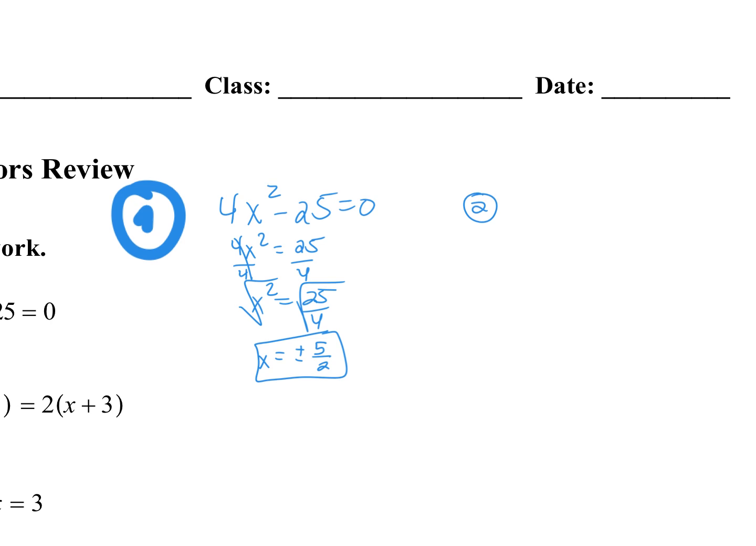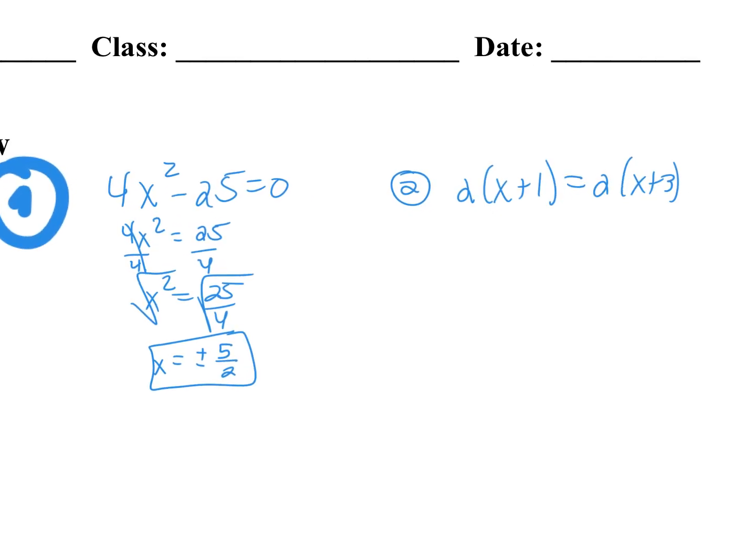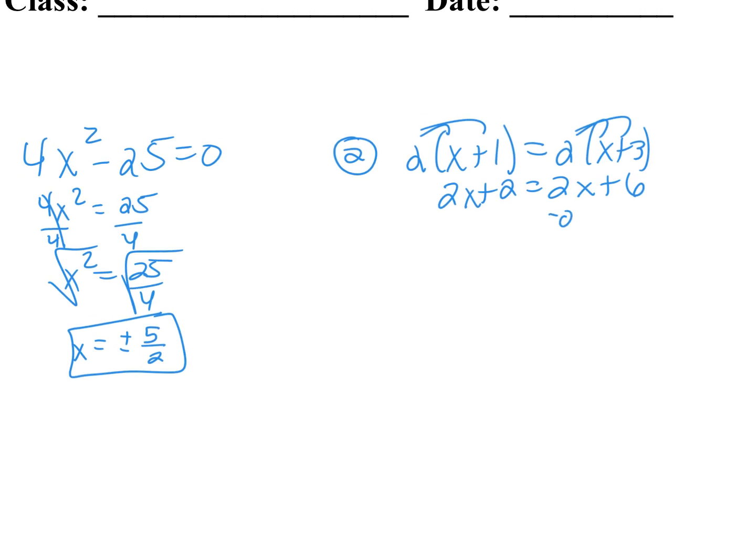So number 2, I have 2 times x plus 1 equals 2 times x plus 3. So this is just a linear equation. It's x to the first power, so I know I should have one answer. So I'm going to go ahead and distribute. 2x plus 2 equals, distribute on this side, 2x plus 6. Move variables to one side, constants to the other.